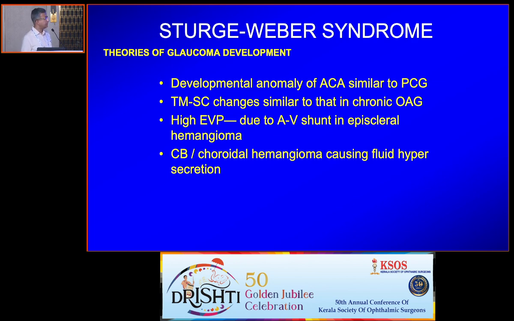When you see this in children, they behave very, very similarly to any primary congenital glaucoma. When they're seen in adults, you do get trabecular meshwork changes similar to what is seen in open-angle glaucoma. But most of the issues are because of the raised episcleral venous pressure, which causes issues with outflow.